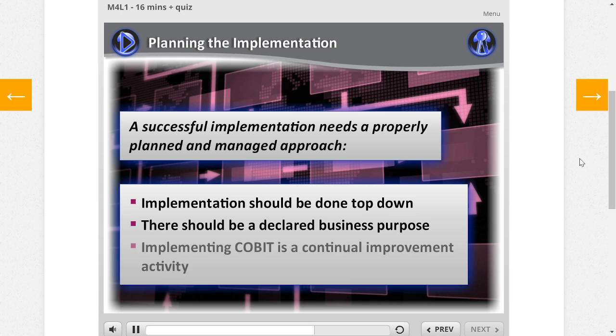And implementing COBIT is a continual improvement activity. There is rarely, if ever, a greenfield site. Some practices will already be in place in some form. They may not be carried out in a formal way, but something is being done. The advice must always be to try to build on what is already being done.